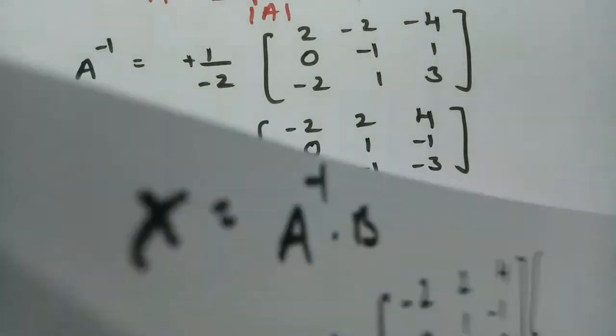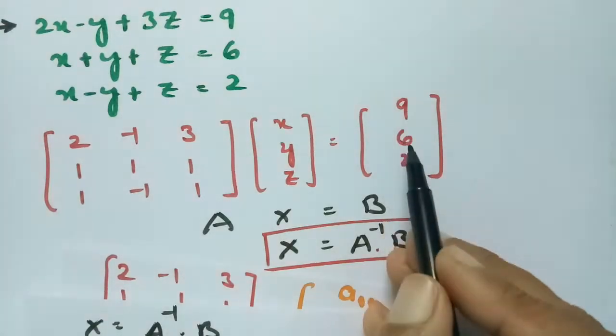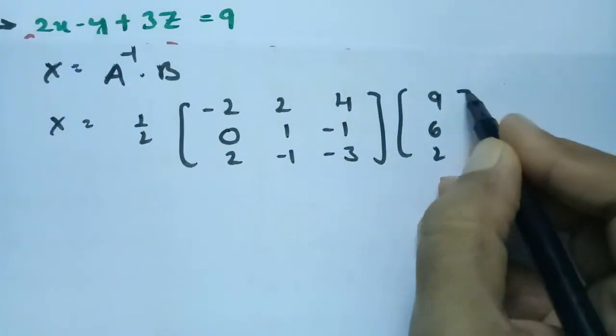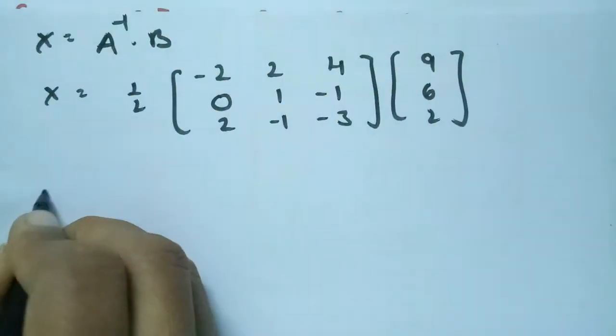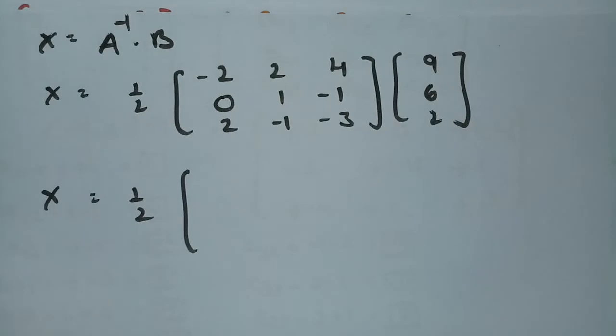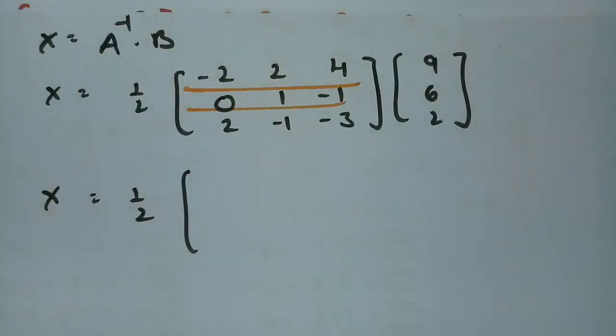So what is our B value? Our B value is nothing but 9, 6, 2. So if I multiply, then the X value will be half times of, see here, for multiplication I have to separate these rows for multiplying with columns.